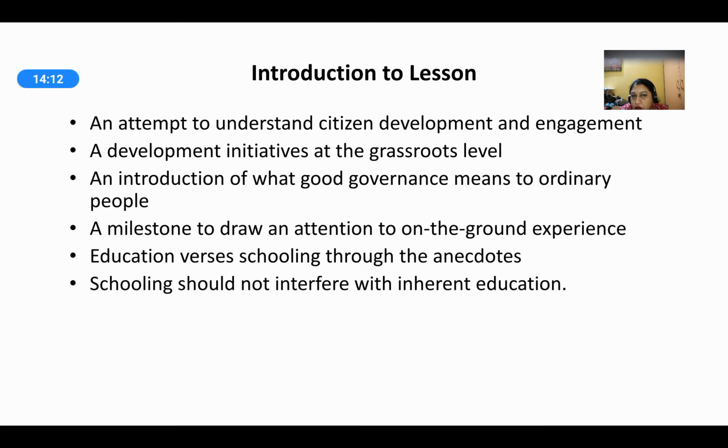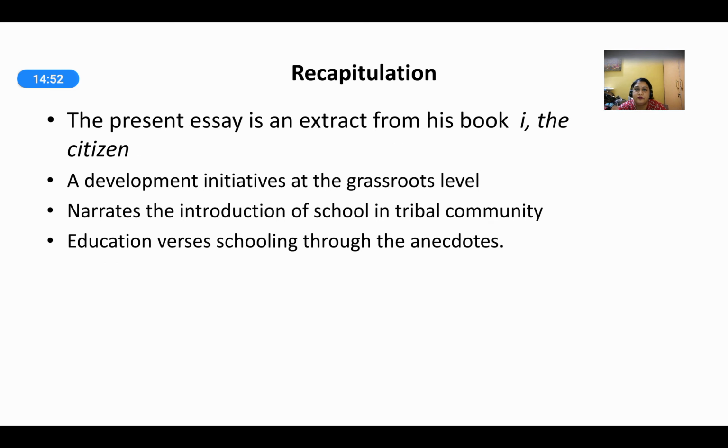Education versus schooling through the anecdotes. Through the course of the lesson, the difference between education and schooling can be clearly seen. Education is mere accumulation of knowledge, or in fact it is just the formative or the conventional degree, while schooling is what we also learn not only in the regular classroom but also with the interaction with family and nature. And also, schooling should not interfere with inherent education. Yes, education is important. The conventional degrees are important, but likewise, whatever we learn outside the classroom, that too is important.